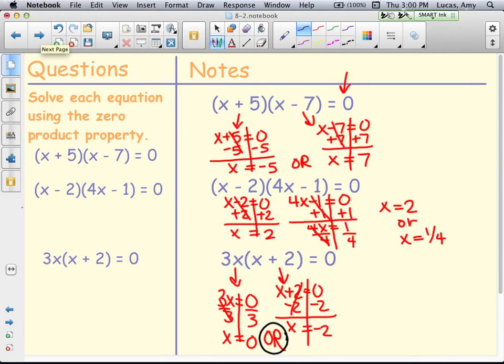Hopefully it makes sense. If the product equals 0, one of your factors, or both of them, had to equal 0. So just set them equal to 0 and solve it. Some of you can probably look at those and do that solving in your head. Could cover up one at a time and see what it would equal.